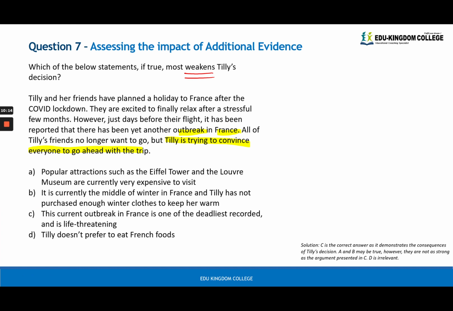The answer is C. This current outbreak in France, linking with the outbreak we're talking about very specifically, is one of the deadliest recorded and is life-threatening. These are pretty good reasons as to why friends will no longer go and why Tilly should not convince people to go, because it is life-threatening. Okay, these links make C the best answer.